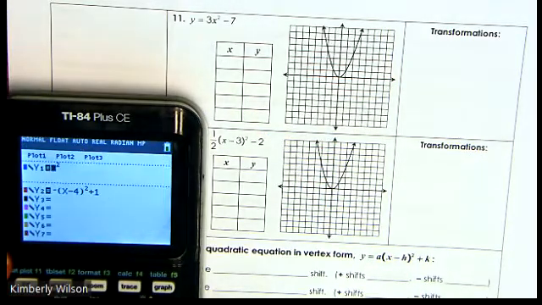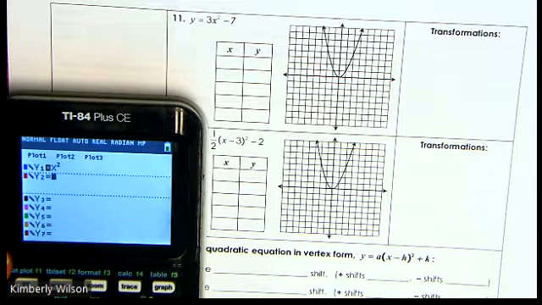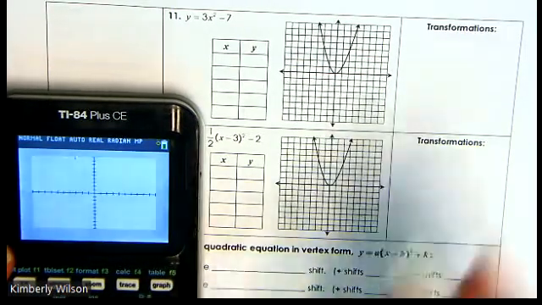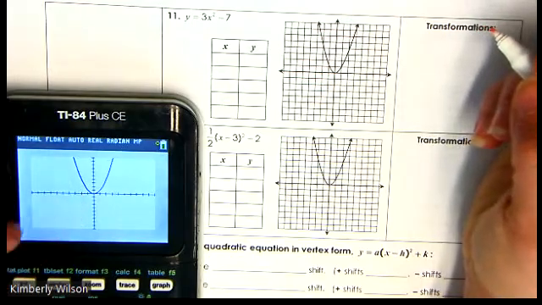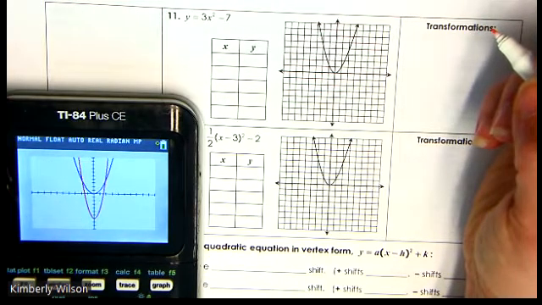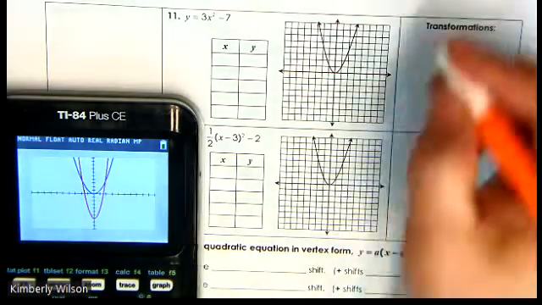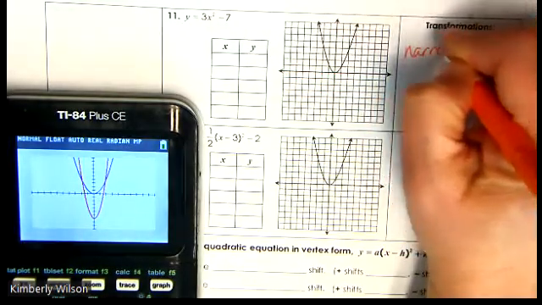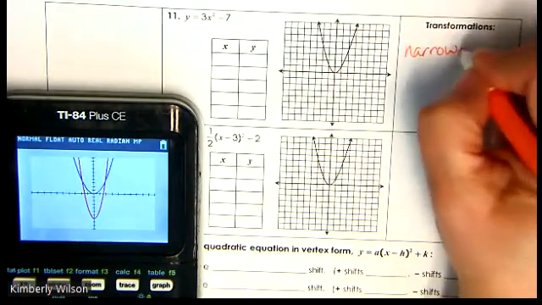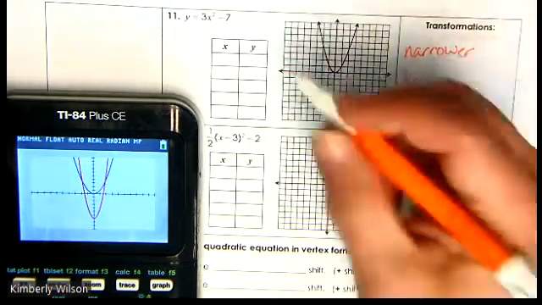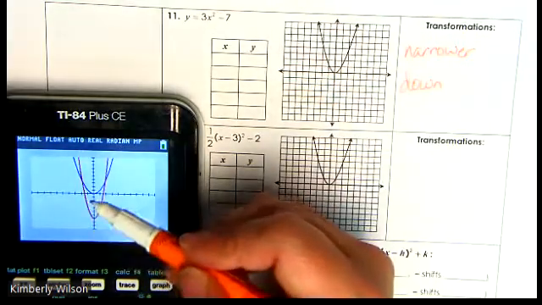So I'm going to go straight to the y equals, change the second one, clear. I'm going to have 3x squared minus 7. Enter. Now I'm going to look at the graph. And I'm going to look to see what happened. There's the parent function. And now what did it do? Oh, so it's shifted down, but it also looks like it's skinnier, narrow. Okay, so we could say this is narrow, and it moved down. How many? I'm not sure, but I did move down.